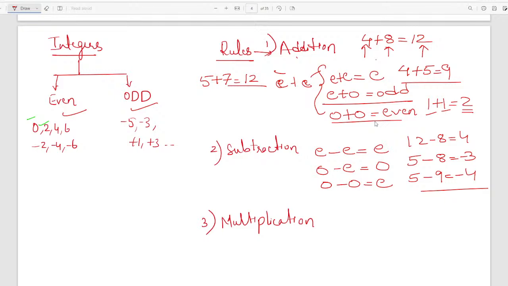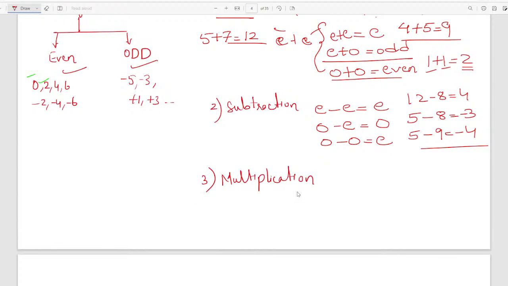And multiplication: whenever you multiply an even number by an even number, you get an even number. Even number times odd number is equal to an even number. Odd number times odd number is an odd number. So whenever you are multiplying any two numbers, even if one number is even, the final result will be even. If the final result has to be odd, then there will be no even numbers.